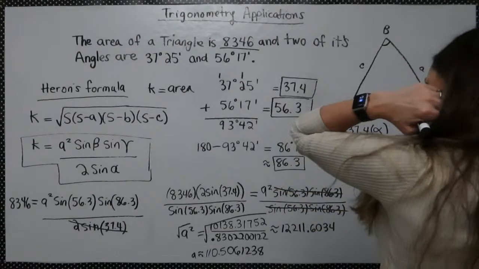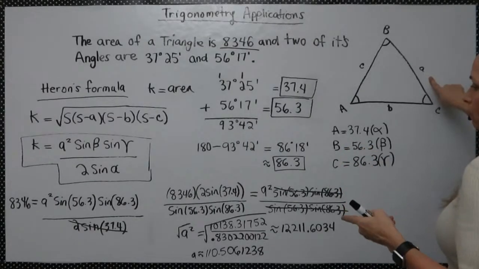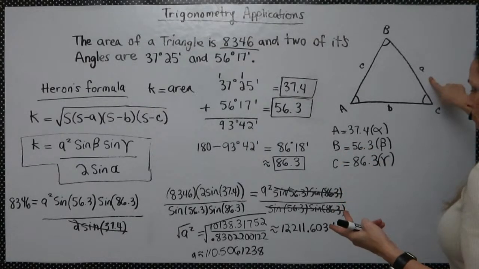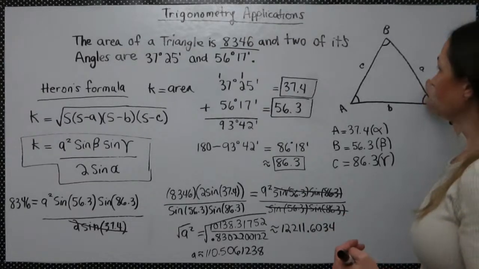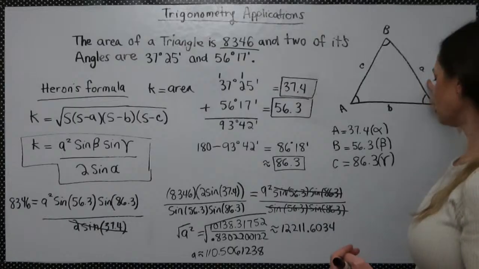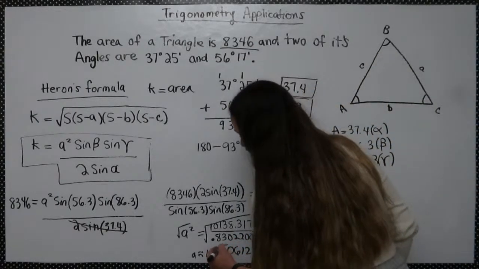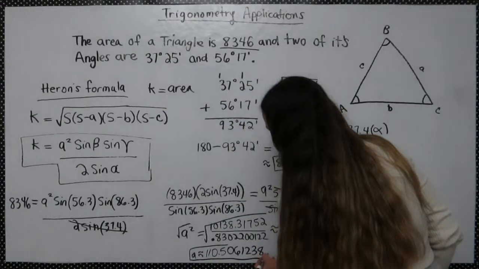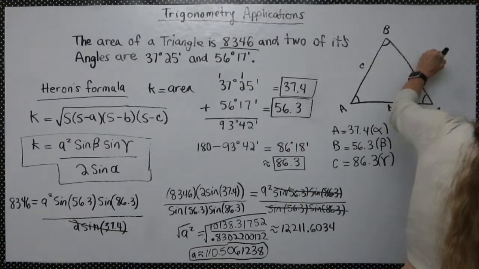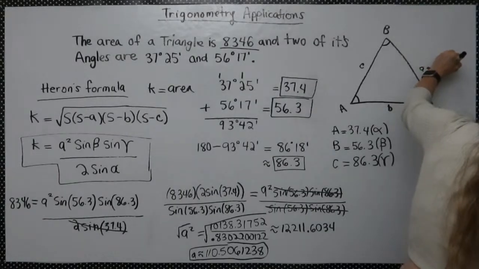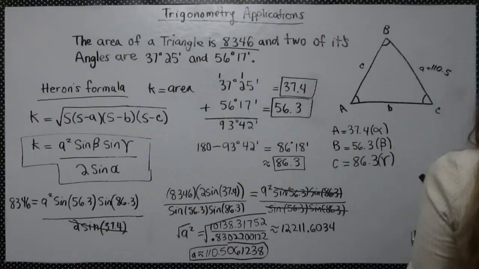Now that we have A, we have little a, and we have two angles, we can quickly use A to solve for those other two sides. We can't use Pythagorean theorem because that's only good for right triangles, but we can take this approximation of A, 110.5, and then we'll set up a ratio of law of sines.